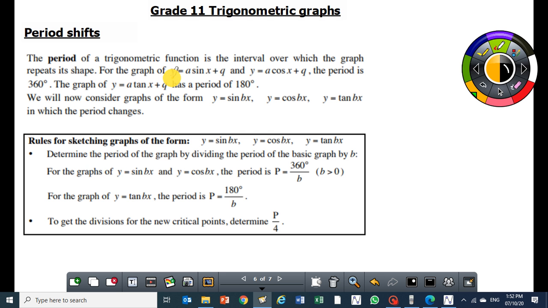Graphs where y equals a sin x plus q and y equals a cos x plus q. I refreshed you on this on Monday. For tan, it was y equals a tan x plus q. Now, those three are the general forms from grade 10, okay?